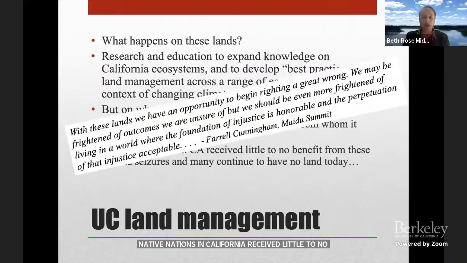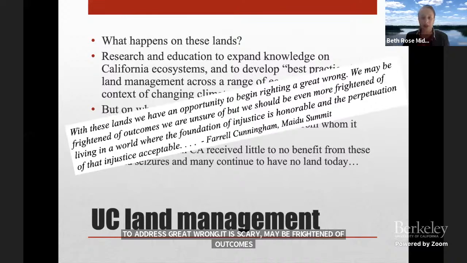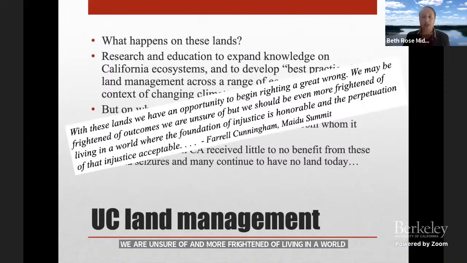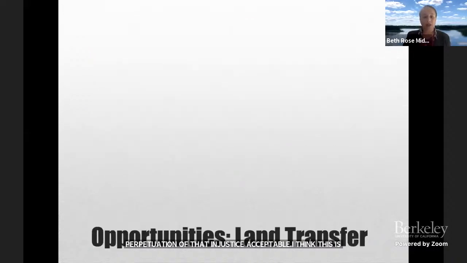And I return to something my mentor and friend, Farrell Cunningham, wrote in one of the first land management plans by the Maidu Summit for Tasman Koyam, where he talks about, with these lands, we have an opportunity to address a great wrong. And it is scary. We may be frightened of outcomes we are unsure of, but we should be even more frightened of living in a world where the foundation of injustice is honorable and the perpetuation of that injustice acceptable. So I think this is where we are in terms of a point of reckoning, looking at this history and then thinking, what do we do about it?